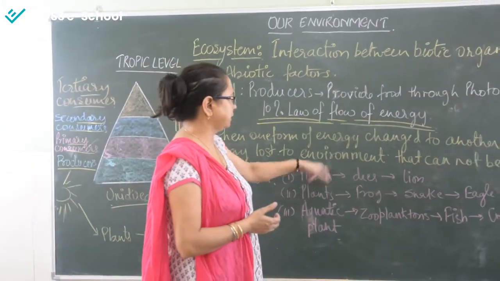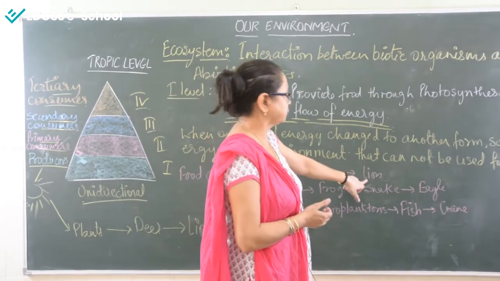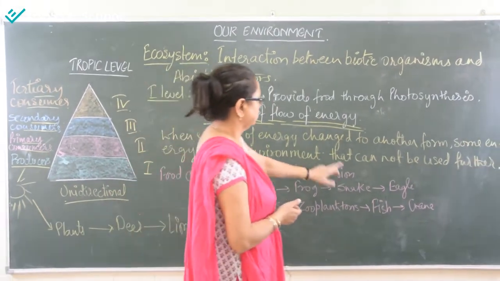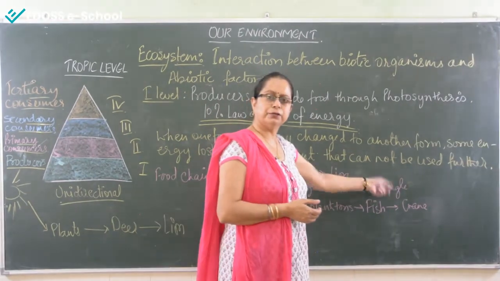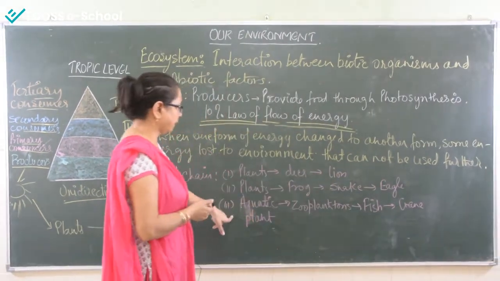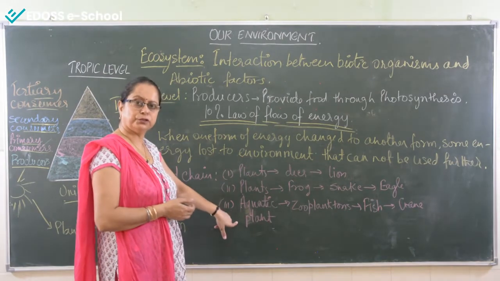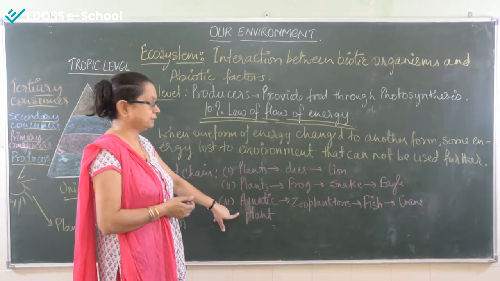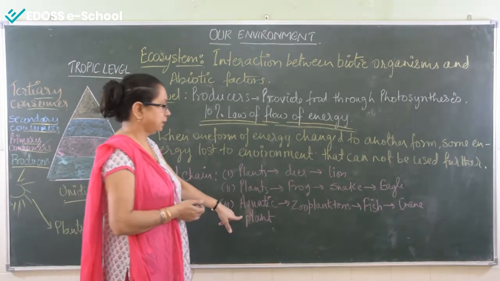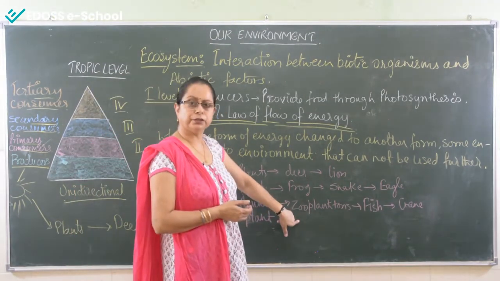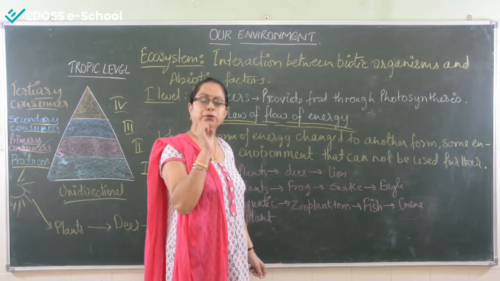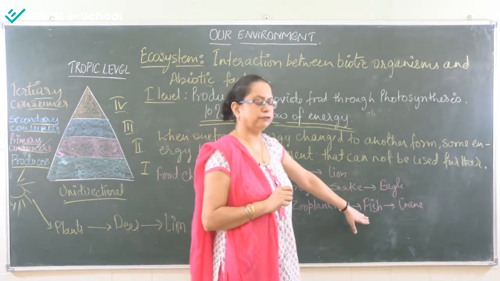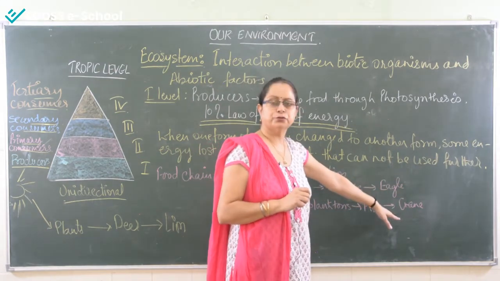First is plant consumed by the deer and then consumed by the lion. Second one, plants consumed by the frog, consumed by the snake, that is finally consumed by the eagle. Next, aquatic. Here I am talking about the aquatic food chain that exists in water. So aquatic plants, the water plants, are consumed by the zooplanktons, micro animals, very minute. Zooplanktons are consumed by the fish, and the fish is finally consumed by the crane.